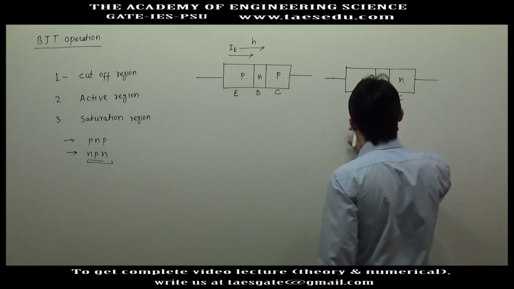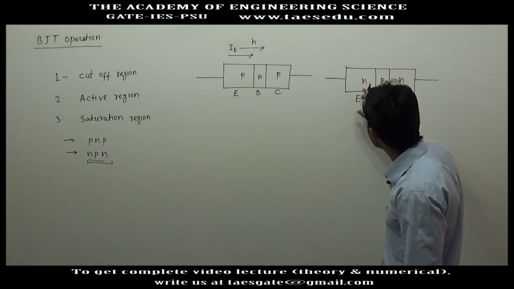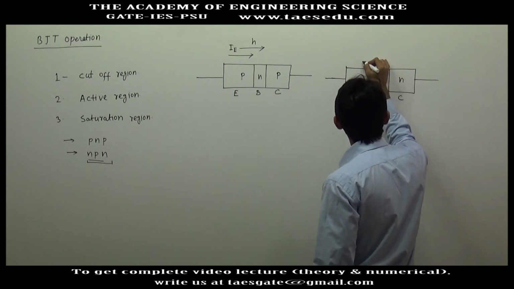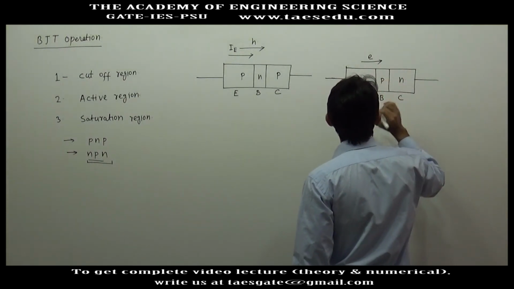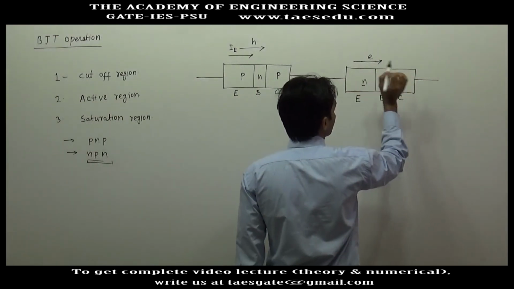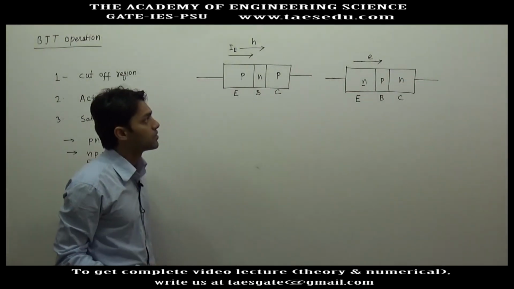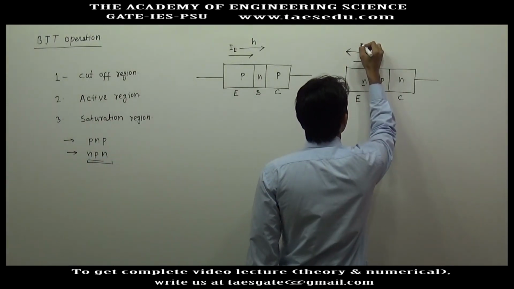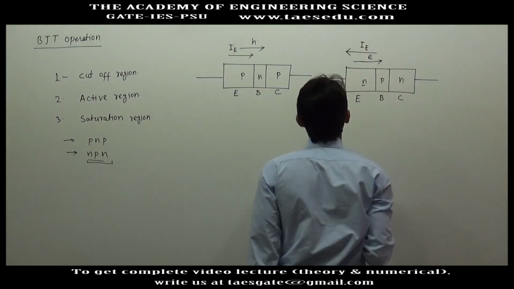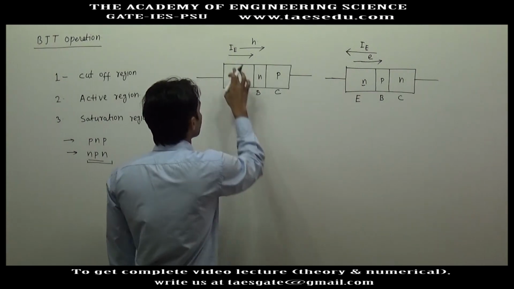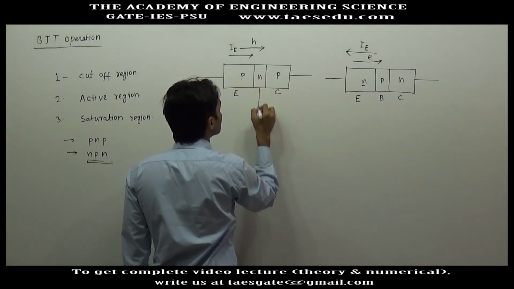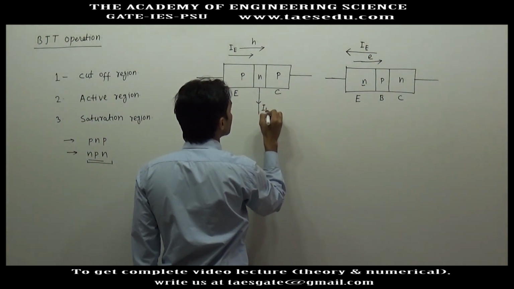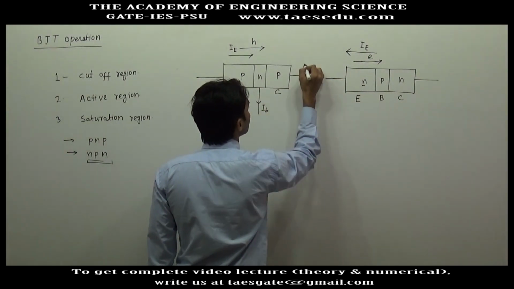In this case, since this is emitter, so this will emit. What it will emit? Since this is heavily doped n-type material, it will emit electrons here. So this will be the direction of electrons. If this is the direction of electrons, what will be the direction of current? Current will flow opposite to the flow of negative charge. This will be the direction of emitter current. Some part of emitter current will flow through base. This will be base current, and the remaining part will be collector current.